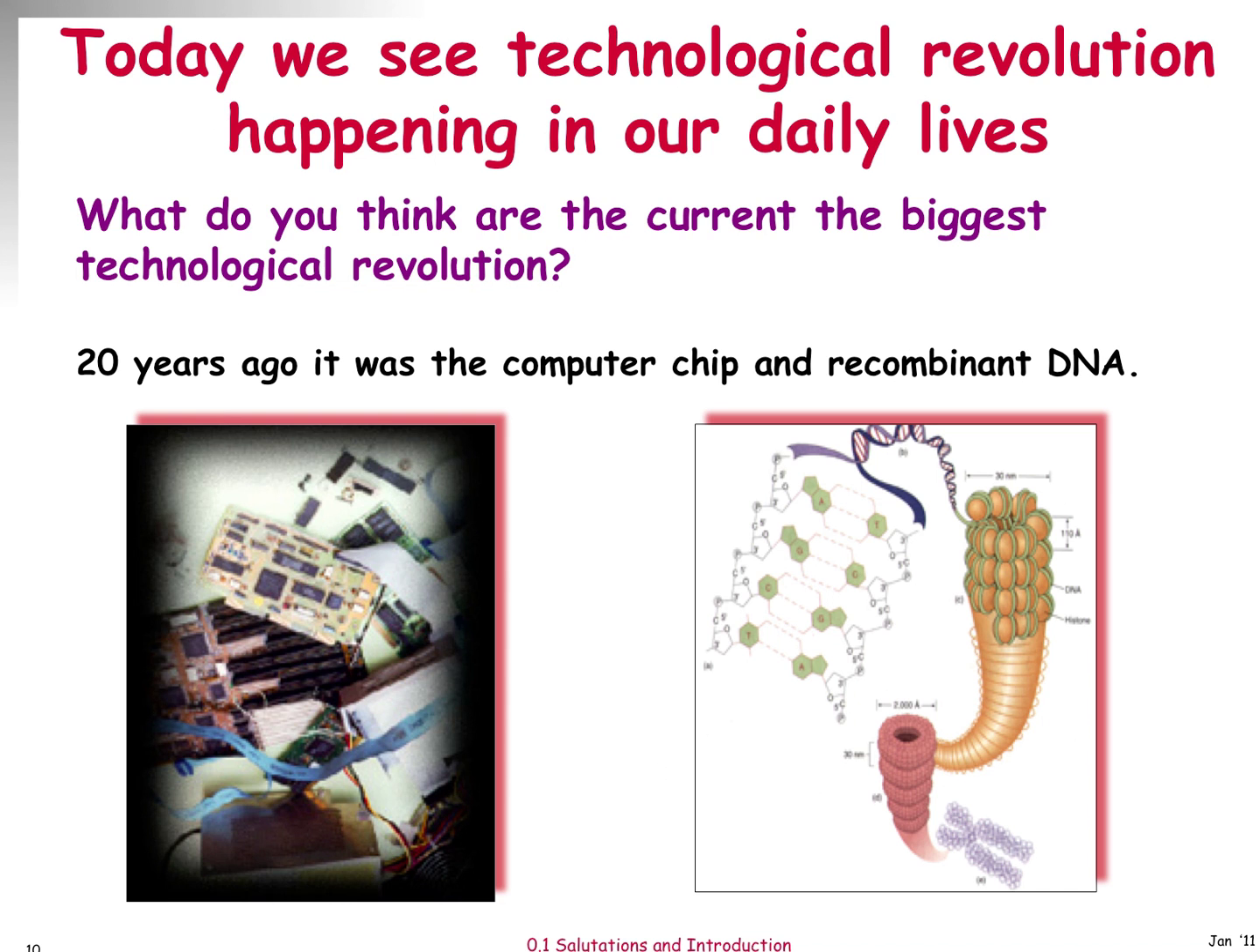Today we see technological revolutions happening everywhere in our daily lives. What do you think are the current biggest technological revolutions that are happening? Twenty years ago, it was the computer chip and recombinant DNA. The computer chip allows us to have our smartphone now, and where would we be without our smartphones? And recombinant DNA, well, we've mapped out the genome for the human race, and now we're trying to fight diseases using that technology.